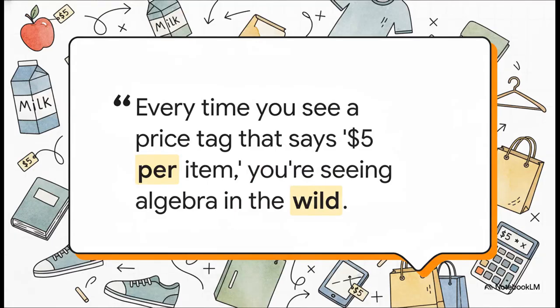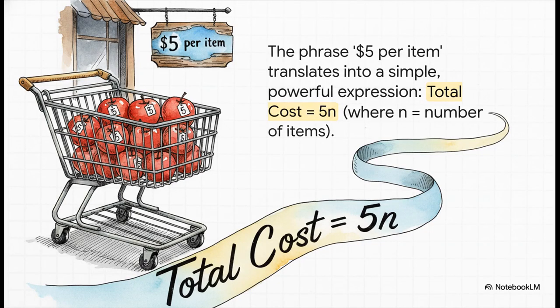So why does any of this even matter? Because this language, algebra, is literally everywhere. You're already using it, and you probably don't even realize it. For real, think about going shopping. You see a price tag that says, $5 per item. Guess what? You're reading algebra. That simple, everyday phrase translates directly into this really useful little formula. The total cost equals 5n, where n is just the number of items you're going to buy. See, you've been speaking algebra your whole life to figure out how much you're spending.